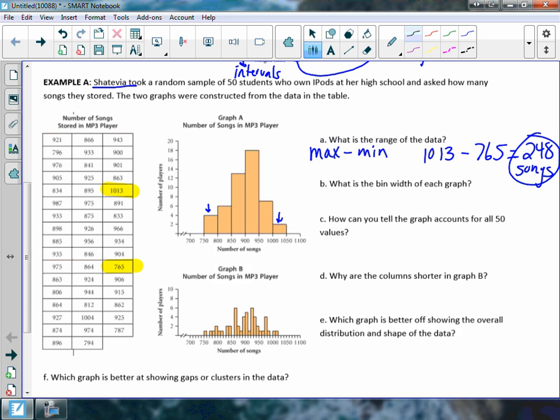Your bin width will be 50 total songs. And how you know bin width is by simply looking at your interval and figuring out what is the total interval. How can you tell that the graph accounts for all 50 values? You would look at your bin heights and simply add up your total. So, ladies and gentlemen, right now I'd like you to look at those bin heights, add up your total, and verify that it does indeed equal 50.